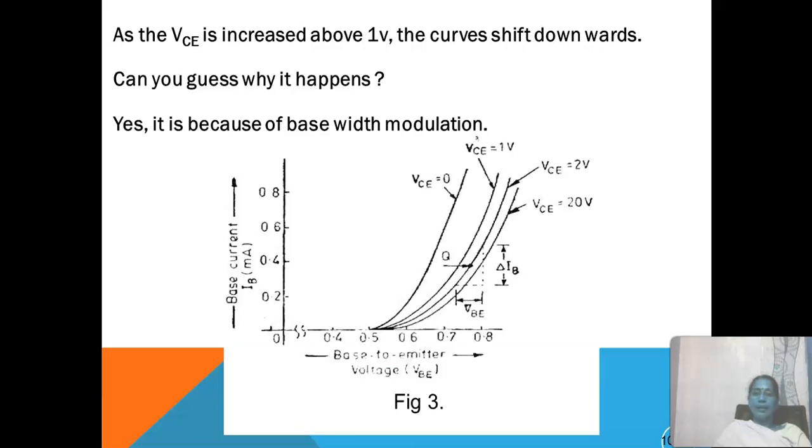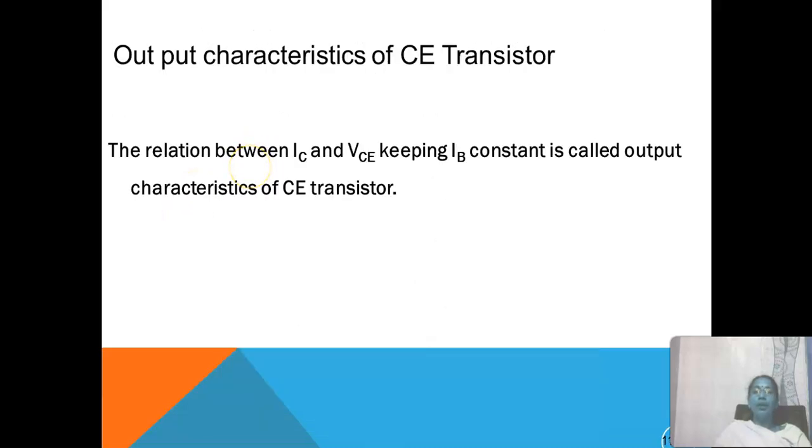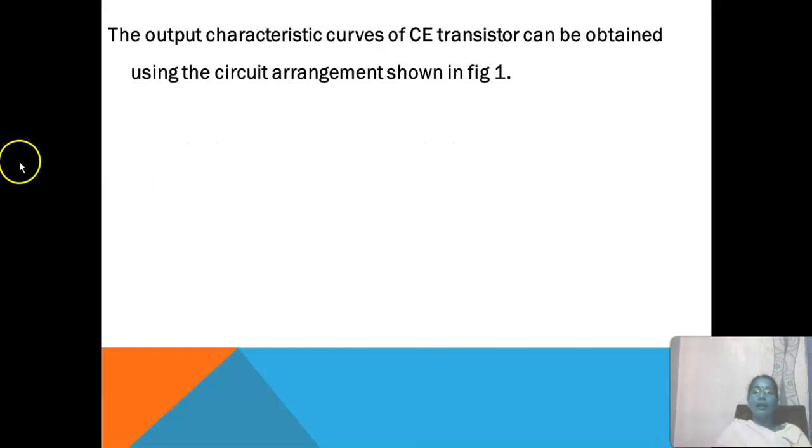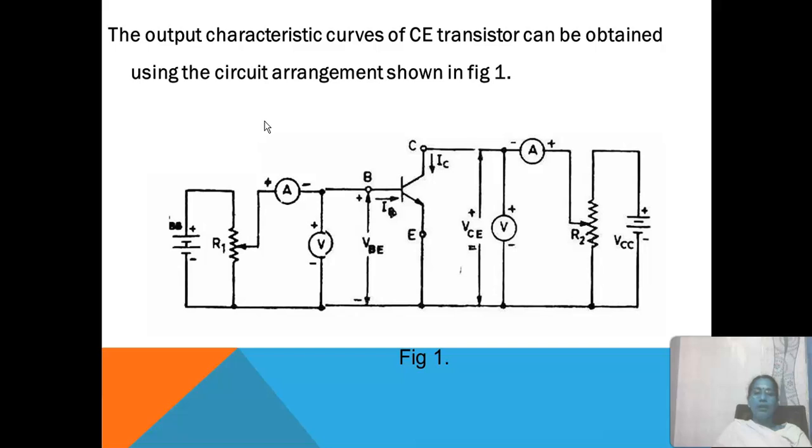And the next characteristic curve is the output characteristics. This curve gives the relation between the collector current IC and VCE, keeping IB constant, and is called the output characteristics of a transistor. This is the circuit diagram of common emitter configuration for observing output characteristics of the transistor.